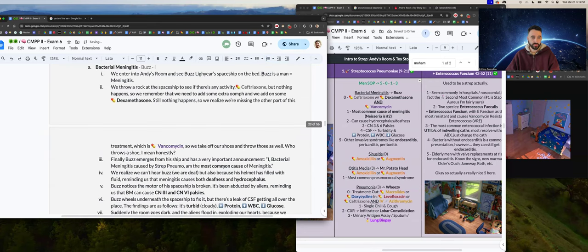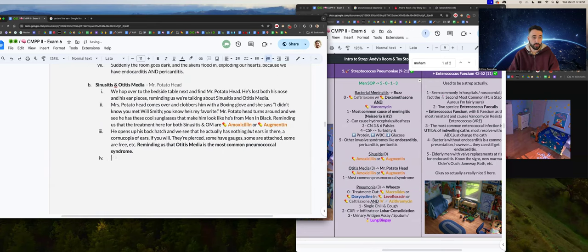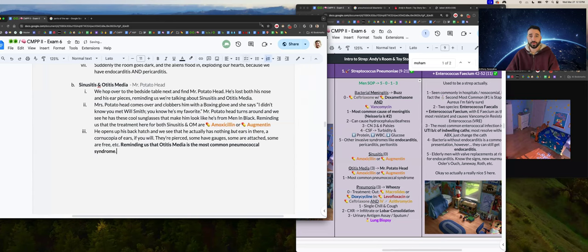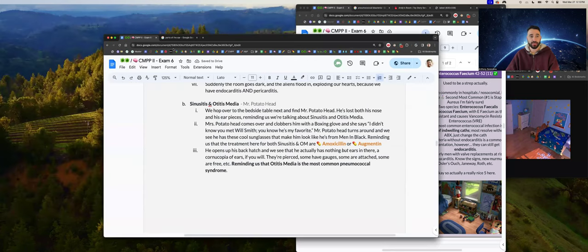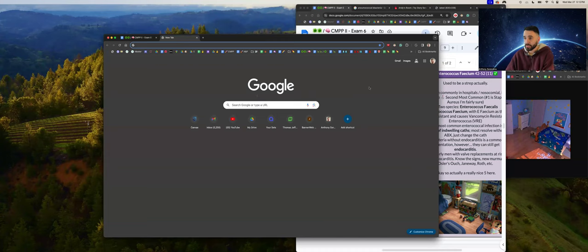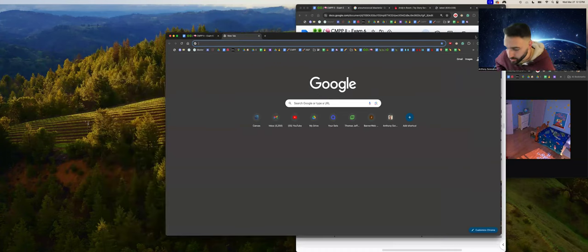We kind of know how you get that. That's really it. That's all we're gonna remember. So now what we'll do is we're going to recite that, and we're going to recite Buzz Lightyear, and then we're going to get to that. So we walk into Andy's room. We see a spaceship up on the bed, right?